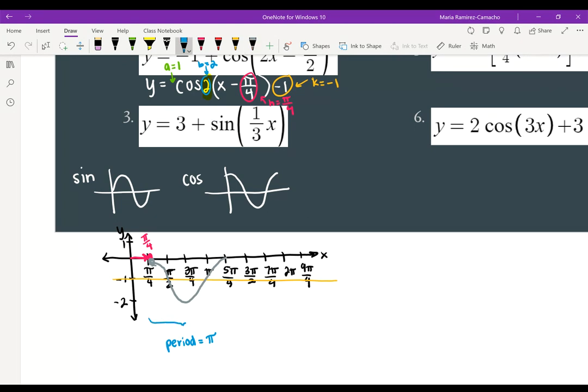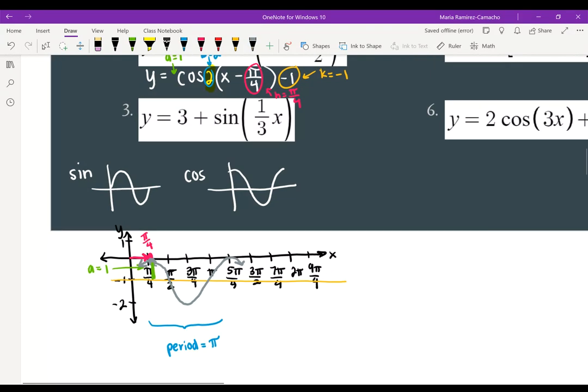Notice again that that length of one cycle is pi. The amplitude here is 1. I've shifted this to the right, pi over 4 radians, and notice that that midline is through -1. I'm going to draw arrows at the ends here. This is going to continue to cycle up and down. And there is my graph for number 2.